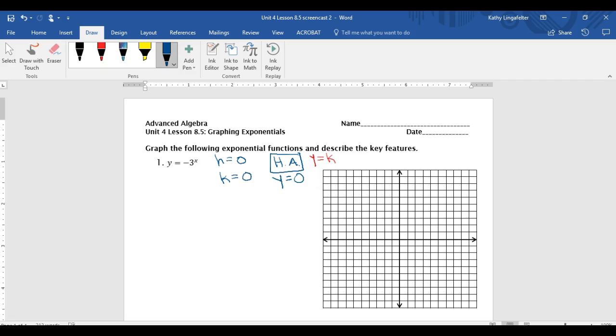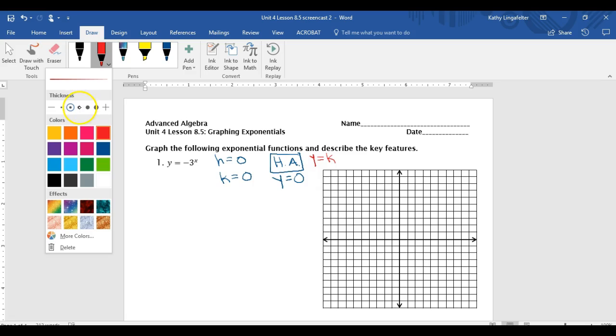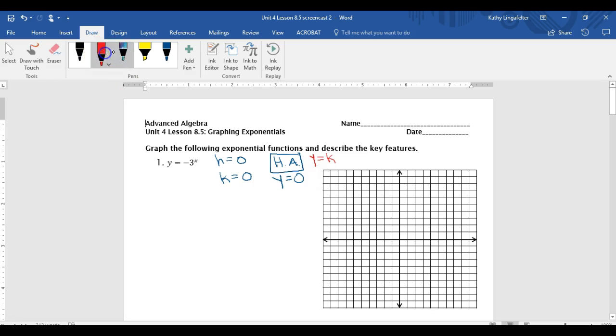So we did all of that in lesson 8. And then the next thing we did was draw in our horizontal asymptote. Let's use red, and let's make it a little bit thicker. Now, y equals 0 is right here. So my horizontal asymptote slices the y-axis at the origin, and there we go. The graph isn't going to go below this line.